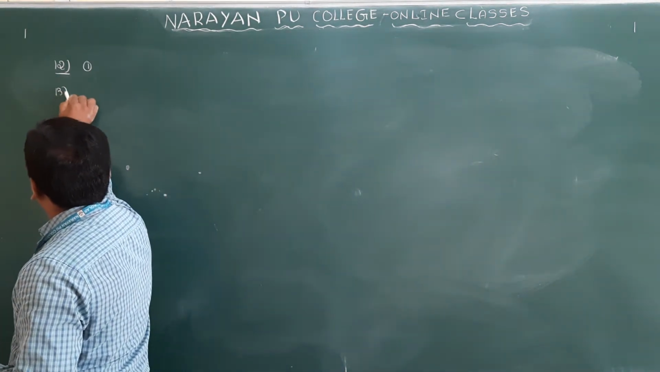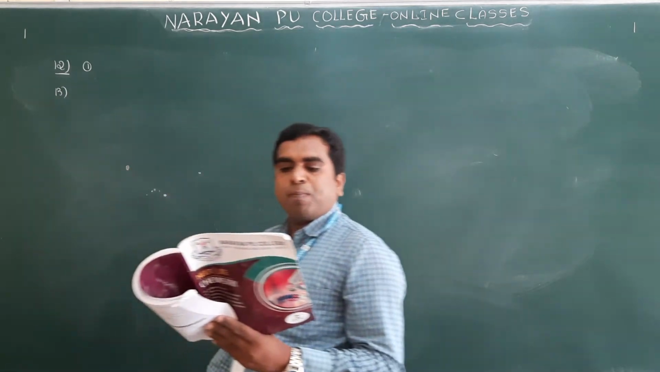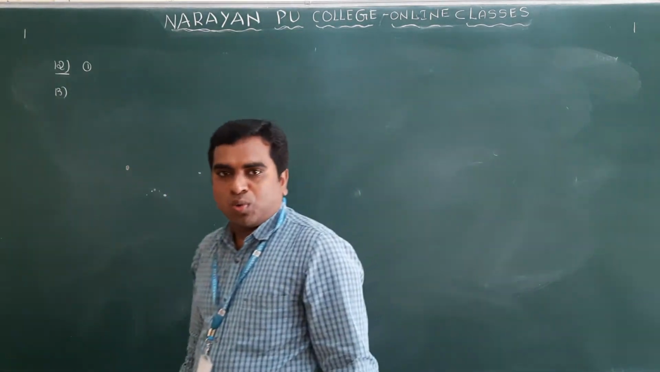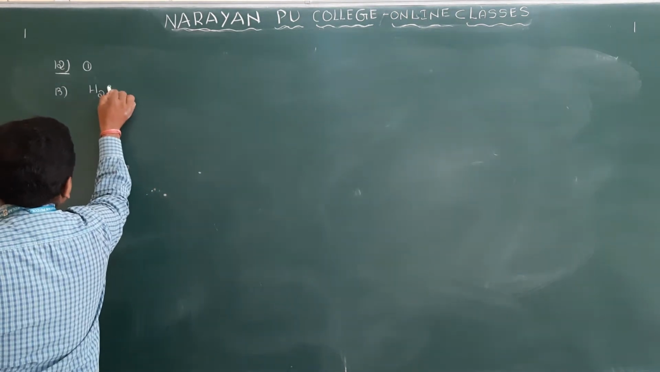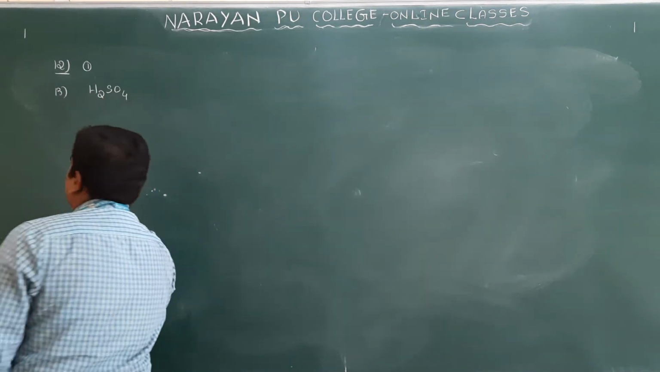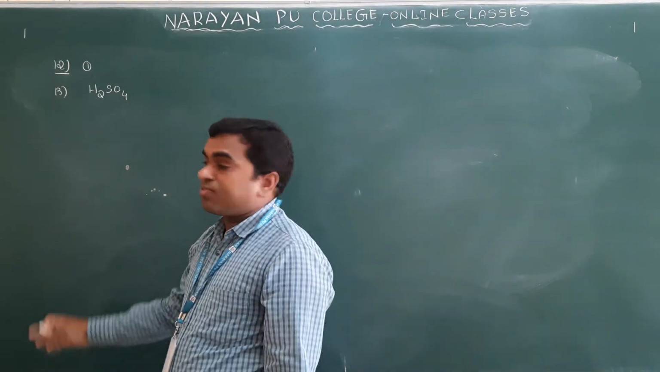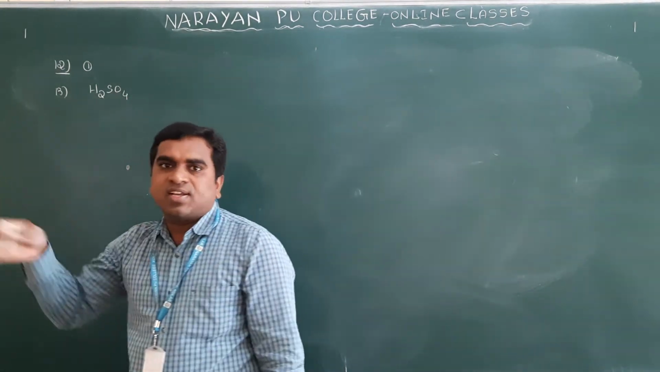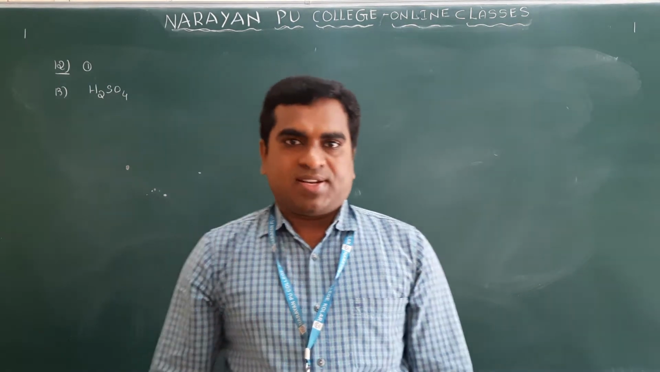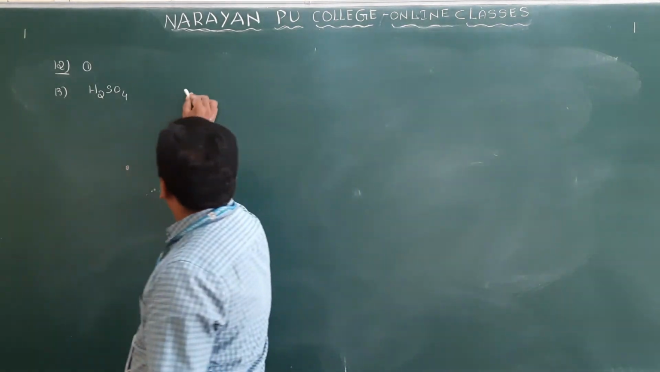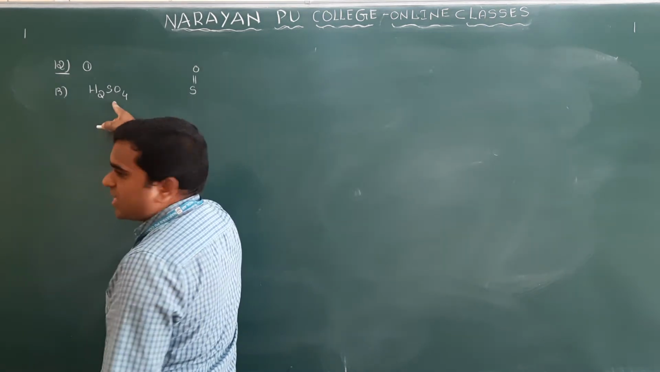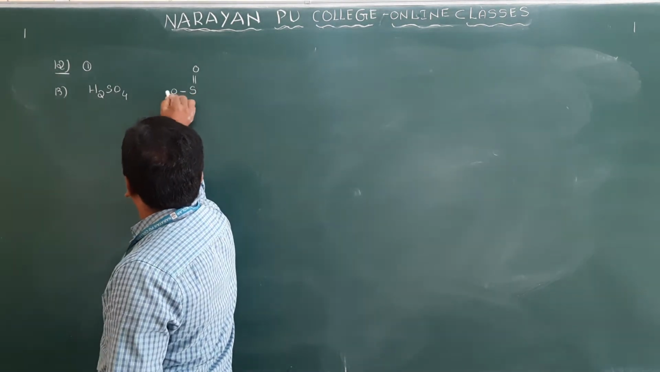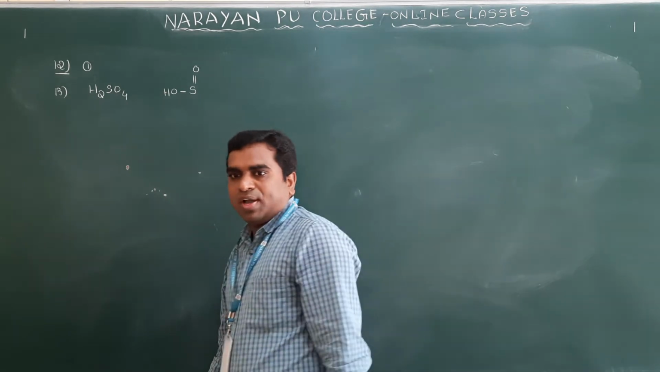Next one is the 13th question. The number of pi bonds in a sulfuric acid molecule. What is the sulfuric acid formula? H2SO4 is sulfuric acid. If you know the structure, you can easily write it, so you have to practice. Clear? Simple. What is the central atom here? Sulfur. You know that whenever it is an oxo acid, there should be a double bond O and OH.